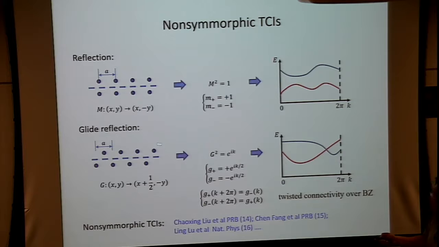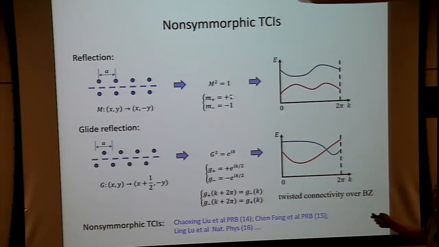So as we know, in band theory, the energy eigenstates can also be chosen to be eigenstates of the symmetry operations. For example, when there's a mirror symmetry, all the bands as a function of momentum k can be chosen to be mirror eigenstates with mirror eigenvalue plus or minus. For a spin 1/2 system, it should be plus i and minus i.